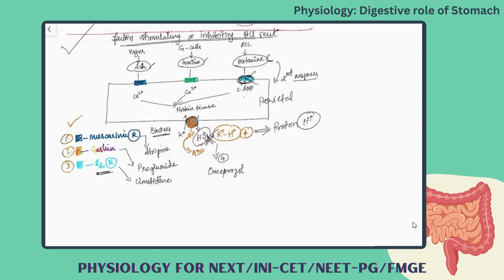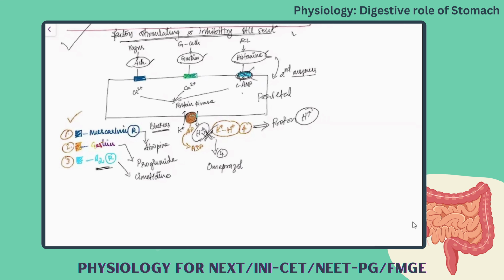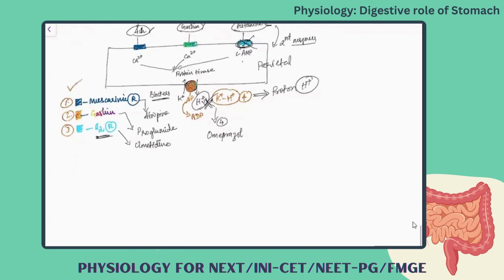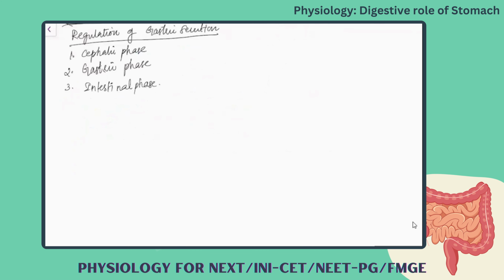So how is peptic ulcer disease being treated, how is the HCl secretion being inhibited? To understand that pharmacological mechanism, you should know the factors which are inhibiting and stimulating the HCl secretion. So this is what is happening in the HCl secretion, and we will have a break with this. Okay, so regulation of gastric secretion.